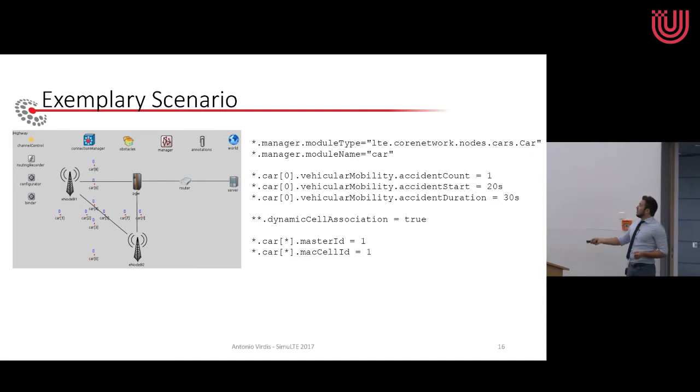Yes, we have time. We have a very quick exemplary scenario. We have a very simple network, pretty similar to the one presented by Benjamin before. So we have two base stations and a certain number of cars that are moving using the Veins modules, Veins facilities.